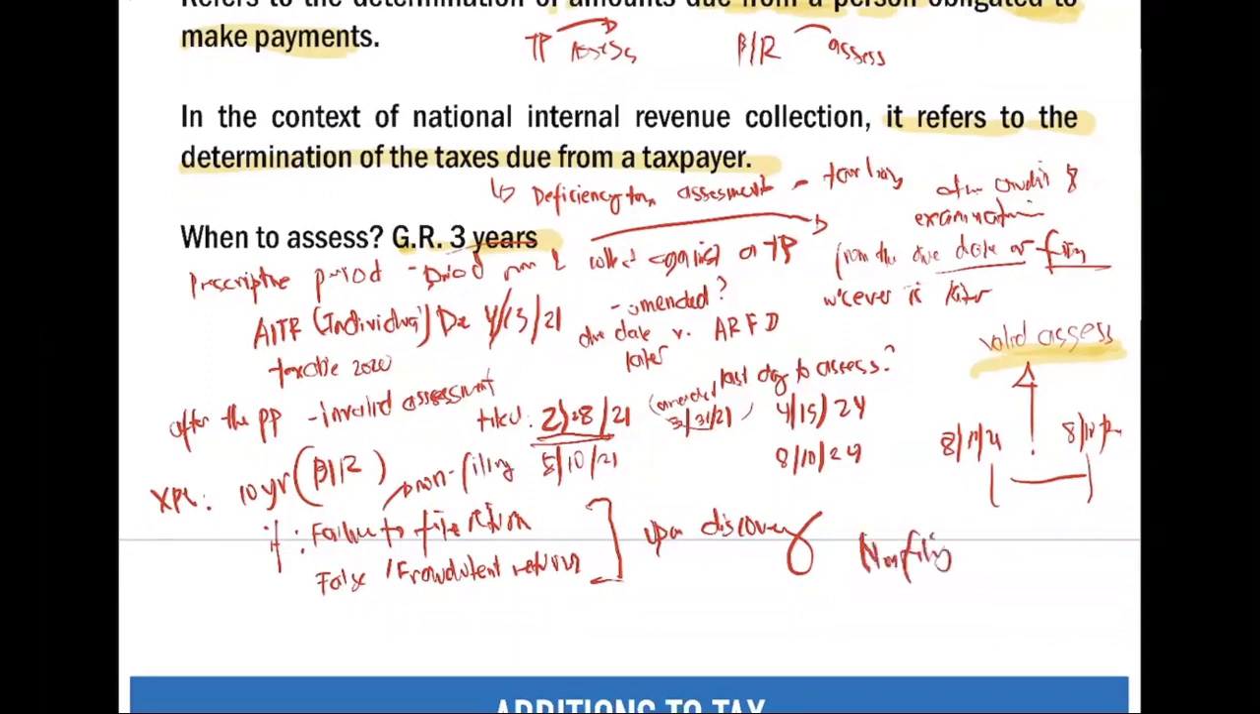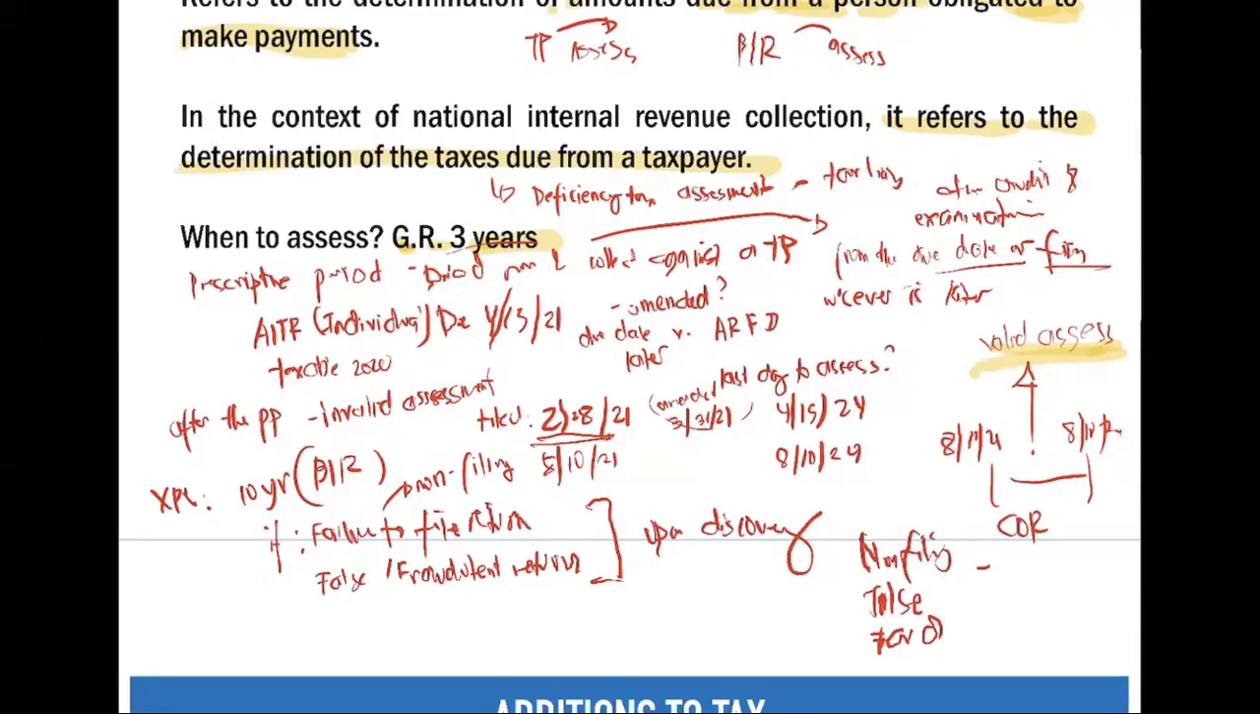Non-filing, false, and then we have fraudulent. First, non-filing of return. Non-filing of return, of course, pertains to situations where the taxpayer did not file a return which is required to be filed with the BIR. So, you all know, under your certificate of registration, there are required returns that you must file. If there is a required return and you did not file it, then you have non-filing of return.